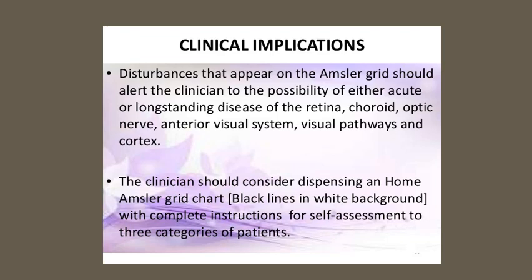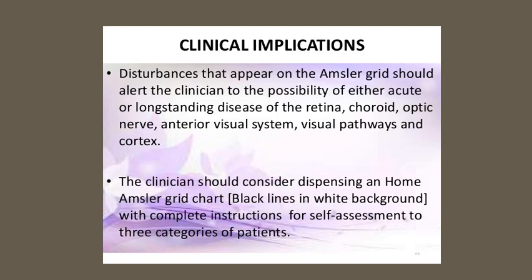So this Amsler grid is very important in detecting acute and long-standing disease of the retina, choroid, optic nerve, anterior visual system, visual pathway, and the cortex. We can dispense this Amsler's grid chart to the patient for self-assessment at home, and the patient can self-assess his or her vision by looking at this chart.